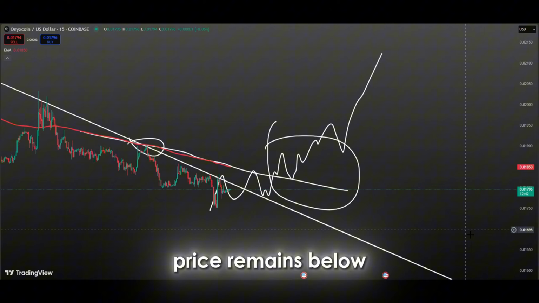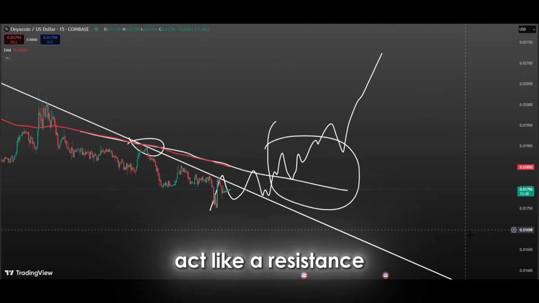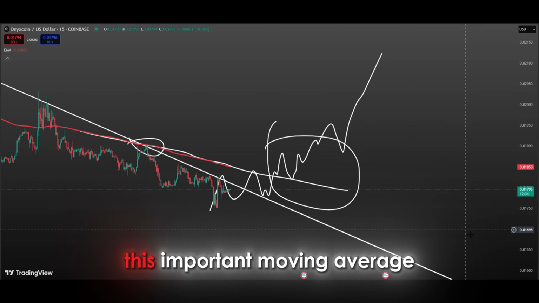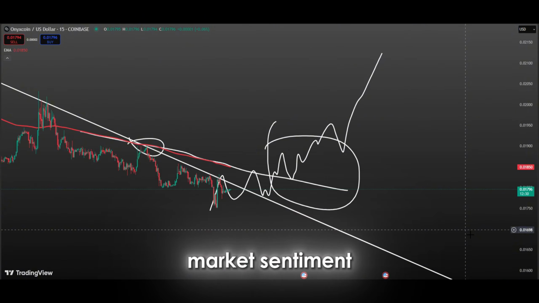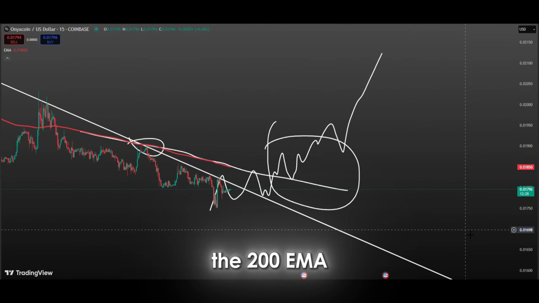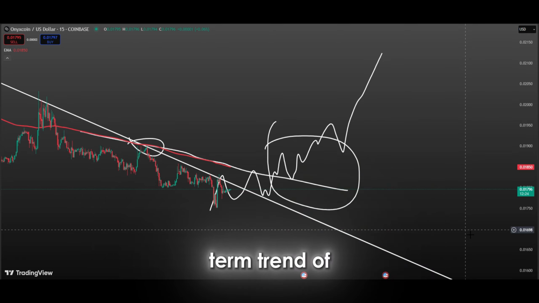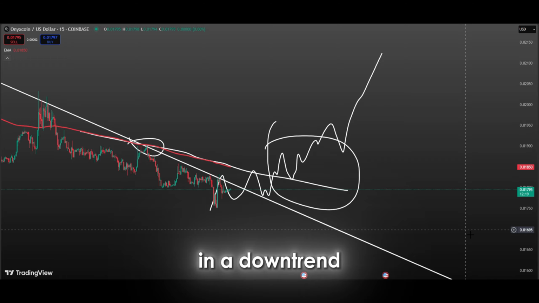The longer the price remains below this level and continues to test it, the more this level starts to act like a resistance. If the price manages to break above this important moving average, it could trigger not only a resistance breakout, but also a major shift in market sentiment. The significance of the 200 EMA in technical analysis is profound. This average represents the long-term trend of the market, and as long as the price remains below it, investors generally consider the market to be in a downtrend.